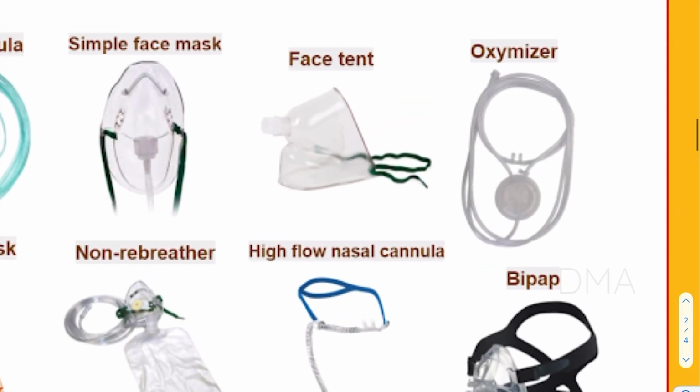And then there is Oximizer. Oximizer is basically a form of nasal cannula, but this has an inbuilt oxygen reservoir and so can be used for high flow oxygen to be given for long term. So Oximizer can give high flow long term oxygen. So in those kinds of situations, we use an Oximizer.